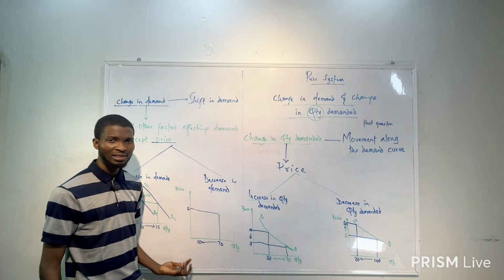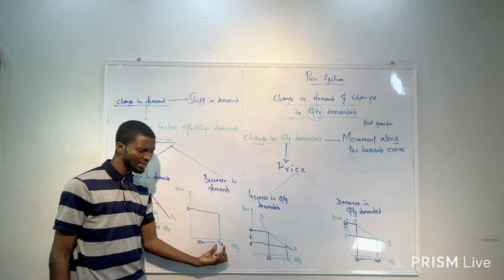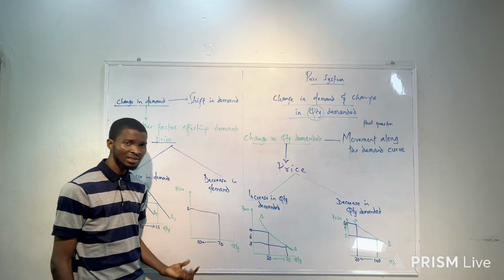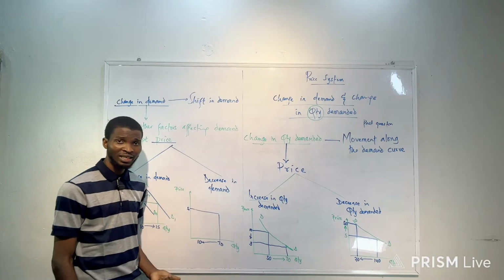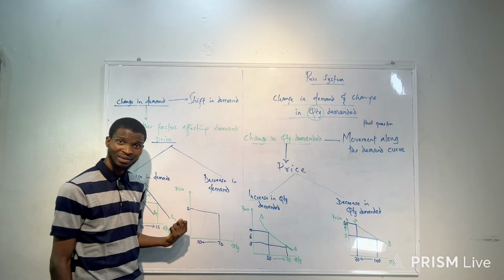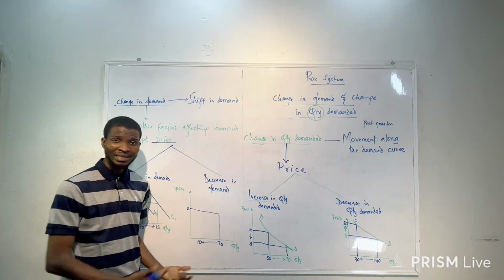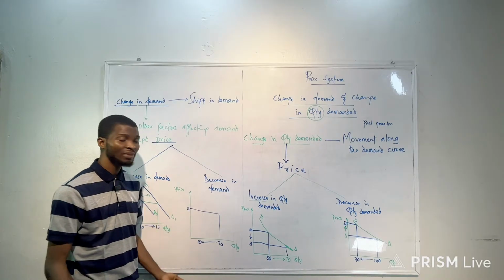So how will I explain this to somebody, that before I was buying 70, now I started buying 10, and the price is still 5 naira? They did not change the price. The price is still 5 naira. Why did I start buying 10 instead of buying 70?